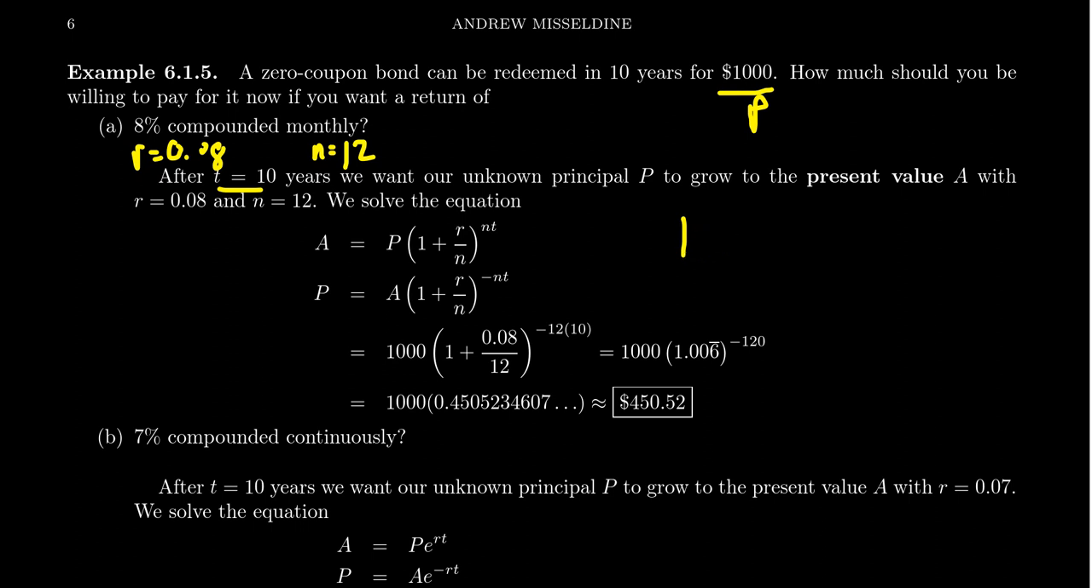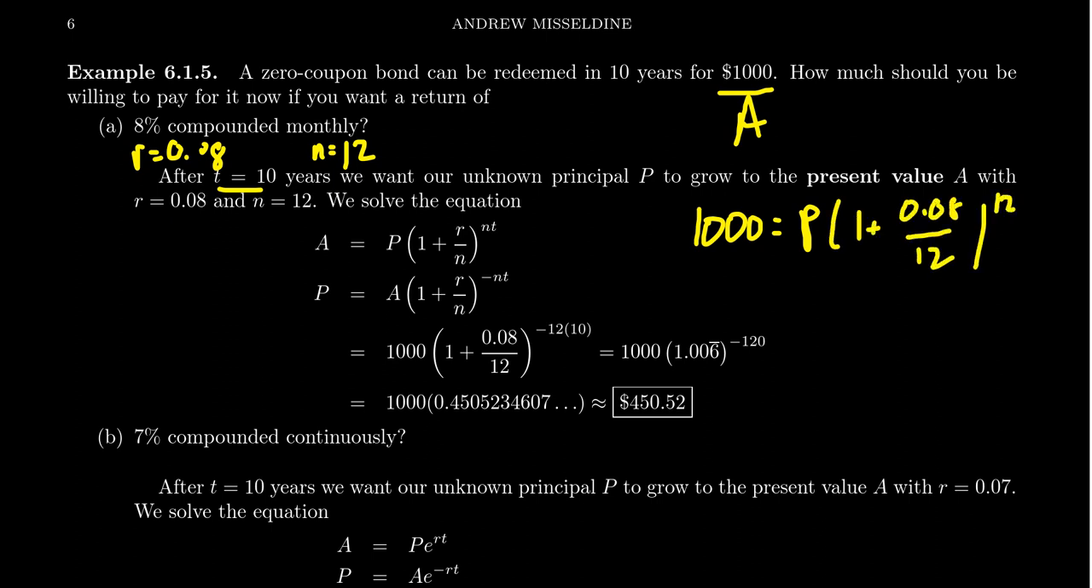And I guess actually that's where I miswrote on the screen earlier. That 1,000 isn't the principal, right? We're not investing $1,000. That's how much it's supposed to be worth after 10 years. So the amount is $1,000. And this is going to equal the principal, which I don't actually know what that is, times 1 plus 8% over 12 raised to the 12 times 10.